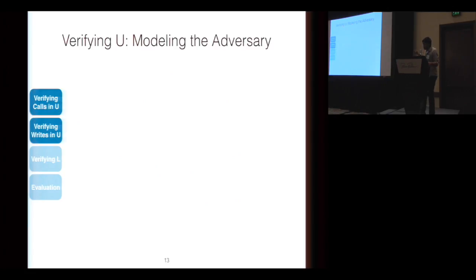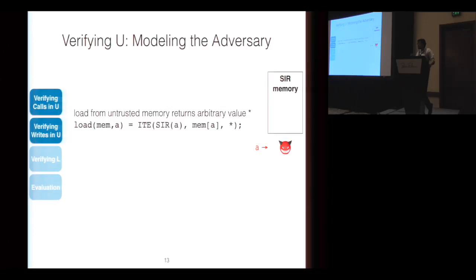About the Boogie model, we need to think about the adversary. Since the adversary gets to control memory, we need to make sure that every time we load, if the address happens to be from untrusted memory, then we get garbage. So we're transforming loads in our Boogie model to be the following. It's an if-then-else. If it loads from SIR memory, you get the correct value, else you get an unconstrained symbolic value.